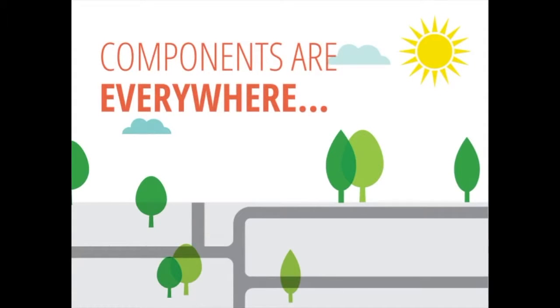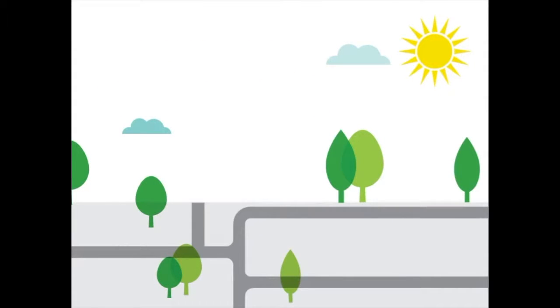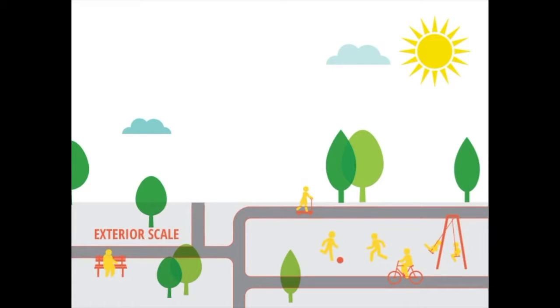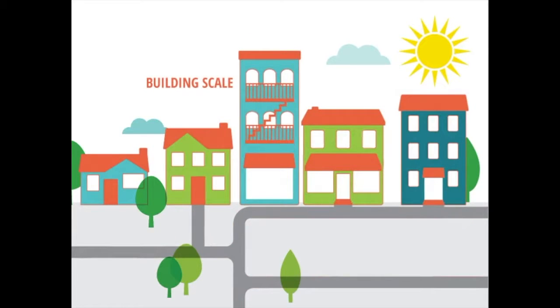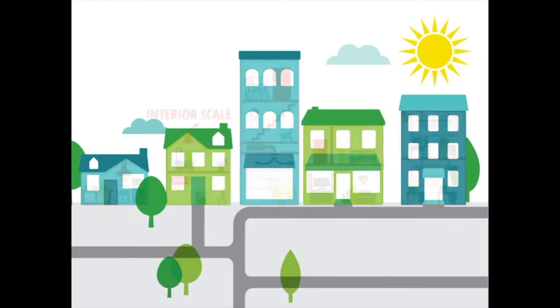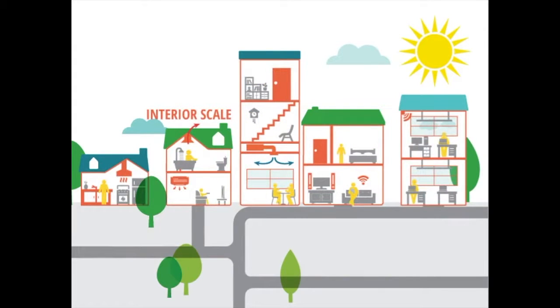Components are everywhere. At the exterior scale, they connect us to vital utilities and provide paths and playscapes for physical activity. At the building scale, they work together to form a building's envelope and vital systems. And at the interior scale, they support and define our spaces with doors, partition walls, built-ins, and technology.